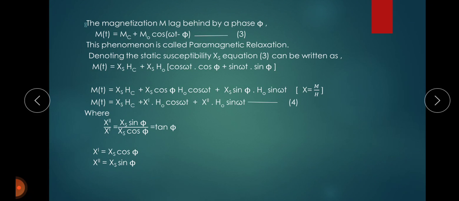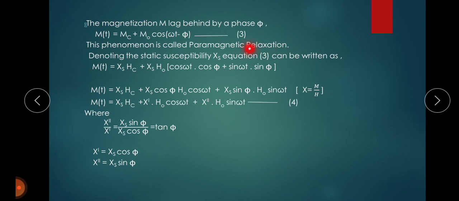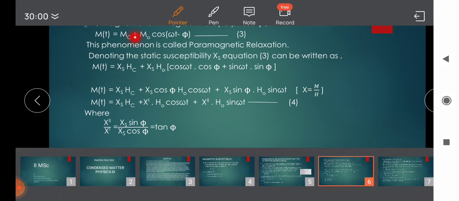Then the magnetization in terms of time can be written as M(t) equals Mc plus M naught cos(omega t minus pi). Here it is minus pi because the magnetization lags behind in phase by pi. This is equation number 3. This phenomenon is called paramagnetic relaxation, where Mc is the constant magnetization value.